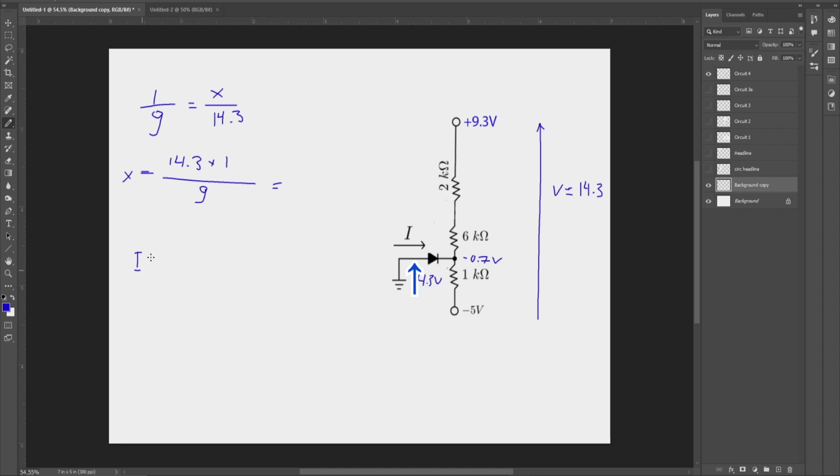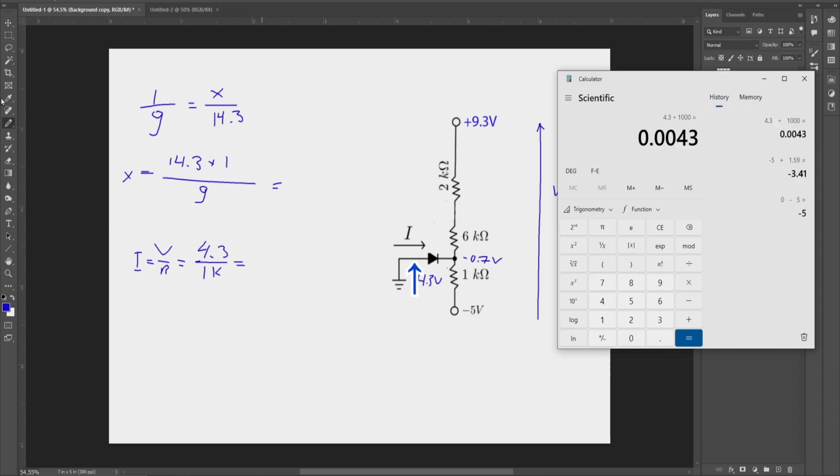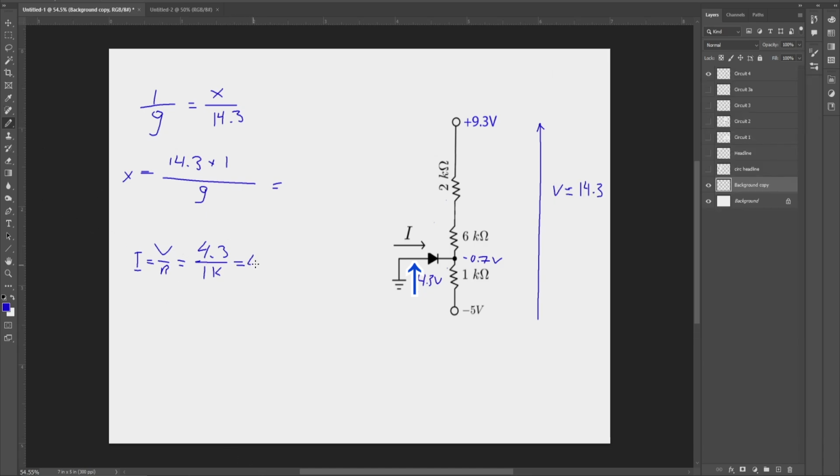I equals V over R. So calculating this current here, that gives us 4.3 divided by 1 kilo ohms equals, this current here is 4.3 milliamps.